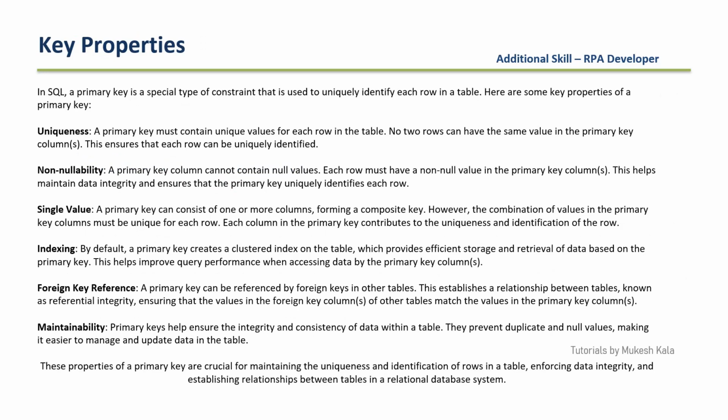The last thing which I want to discuss about the primary key constraint are its key properties. Whenever we are trying to create a primary key constraint, what are the things we need to take care of, or in other words, what are the key properties? The first one is uniqueness. A primary key must contain unique values. We have already seen that no two rows can have the same value in the primary key. Why do you want to do that? Because it's a primary key and we want the rows to be uniquely defined.